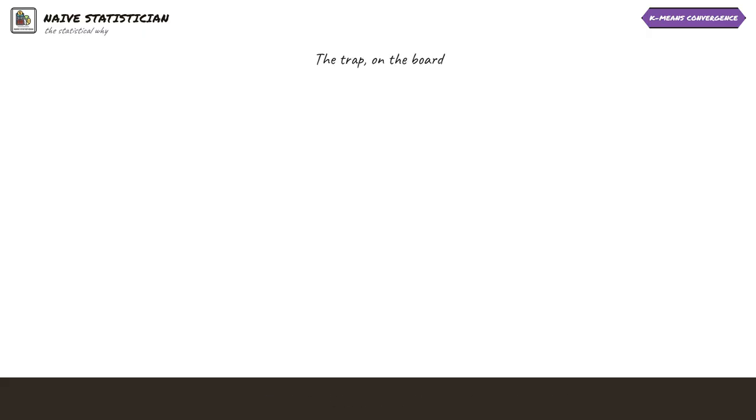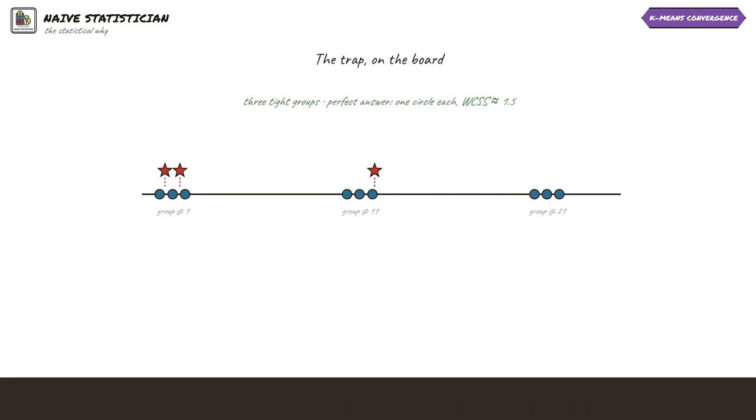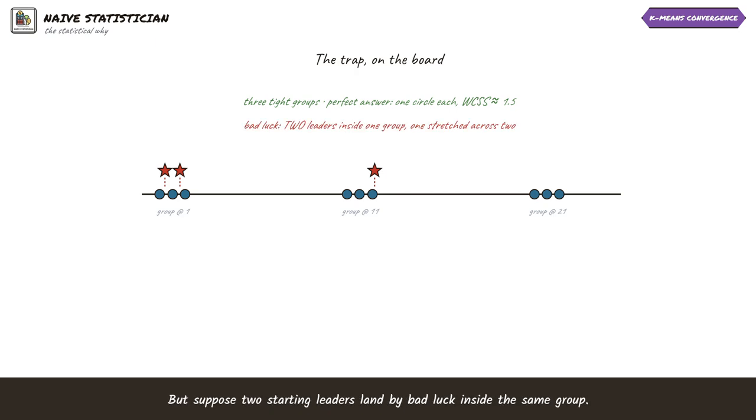Here is the trap. Picture 3 tight, well-separated groups of students and ask for 3 circles. The perfect answer is obvious. 1 circle per group, a tiny WCSS of about 1.5. But suppose 2 starting leaders land by bad luck inside the same group, while a lone third leader is left to cover the other 2.